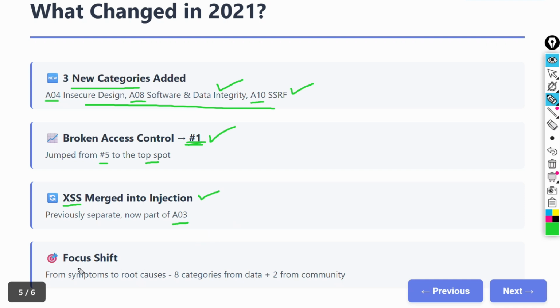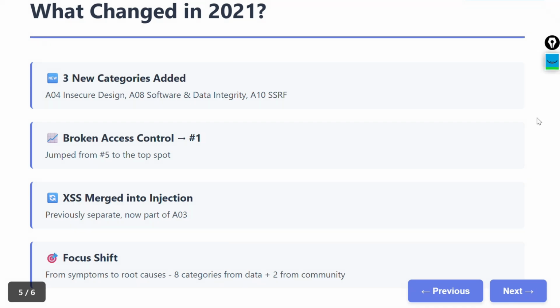And then finally there is a focus shift. Instead of just aligning symptoms, OWASP now emphasizes root causes. 8 categories are based on hard data, and 2, insecure design and SSRF, were added from the community input. So finally, this 2021 update shows OWASP is evolving with the threat landscape, making sure developers and security teams focus on the most pressing risks today. What is the most critical risk?